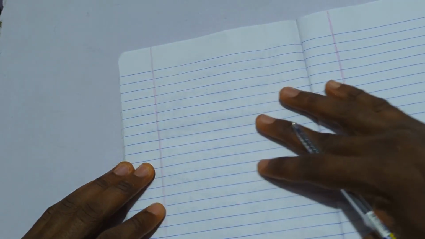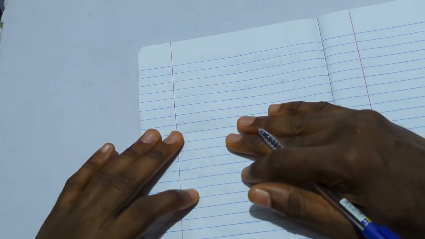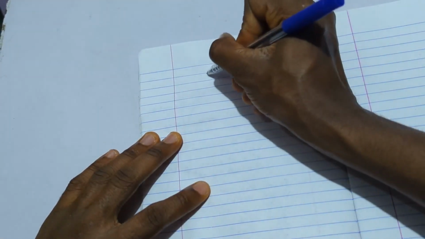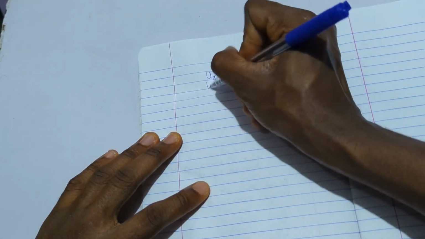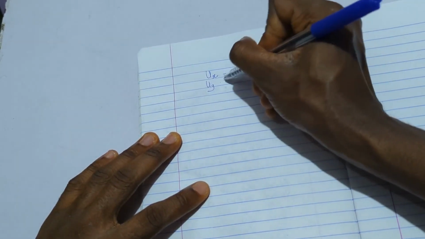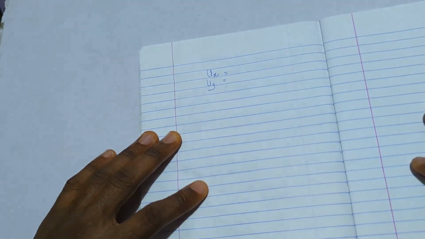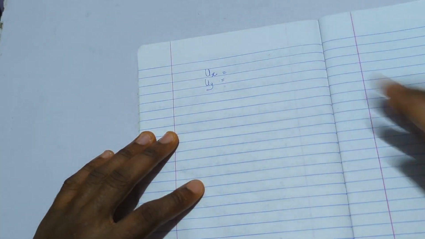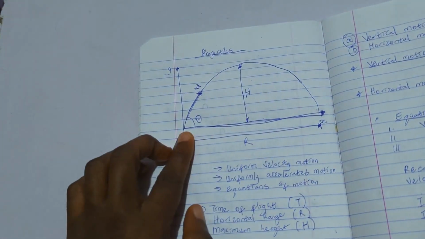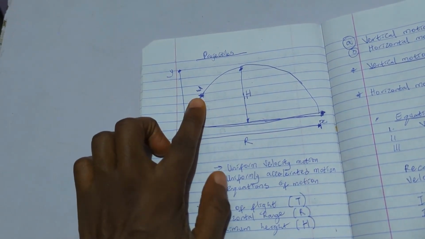All right, so let us assume that we have the following quantities around the initial velocity. So we have your ux and your uy. And what are they now? So you have your initial velocity u and your angle theta, the angle of projection of your projectile.